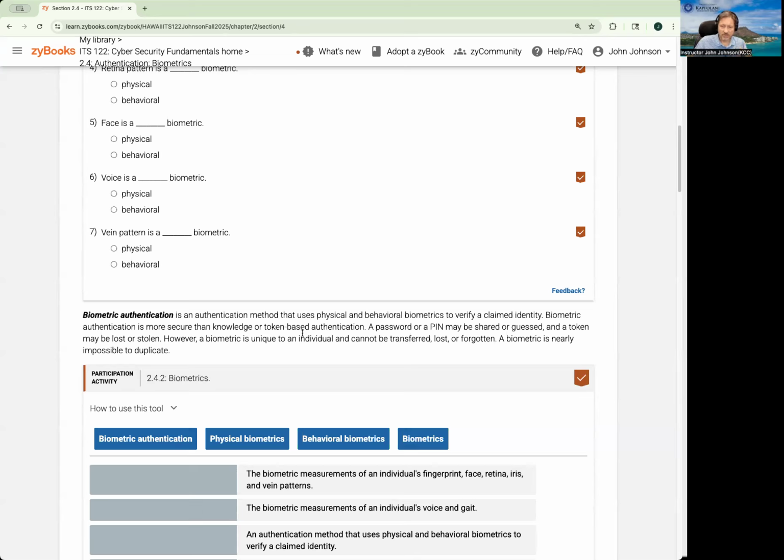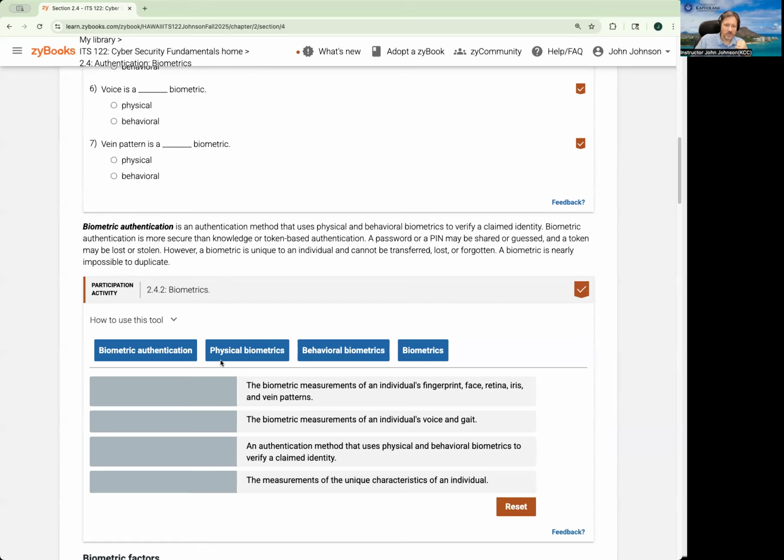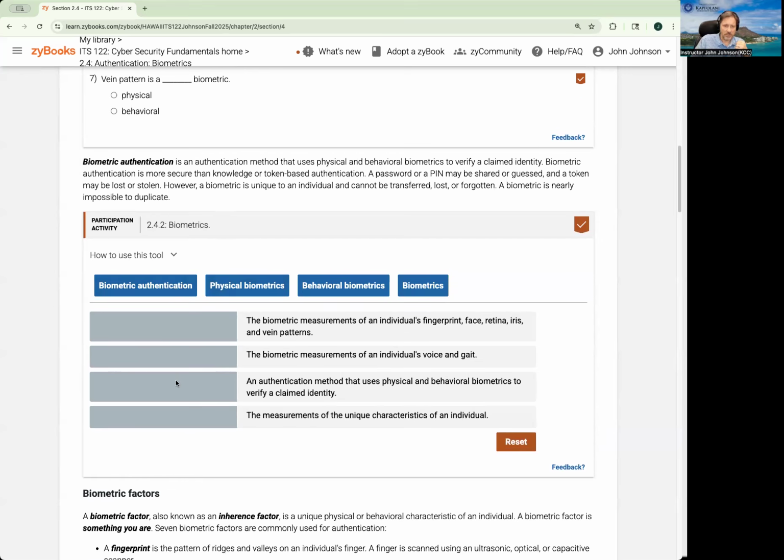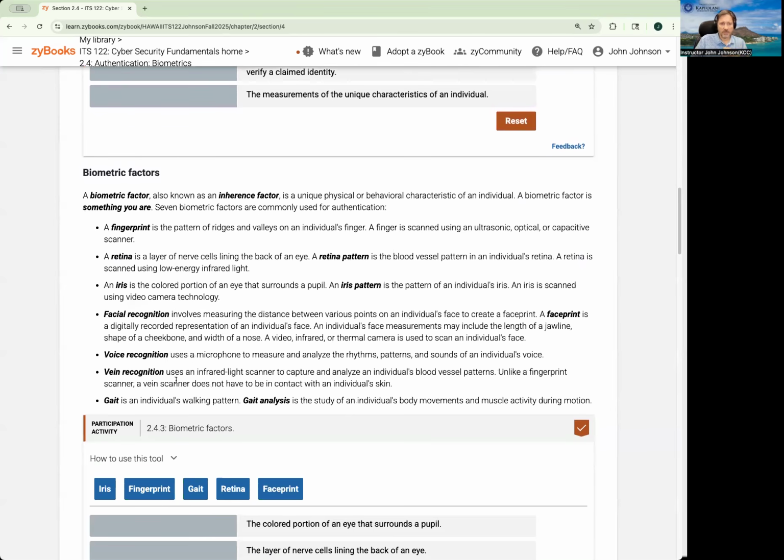Regardless of the movies that you've seen of people taking fingers off a body and putting them on the thing, or an eye, something like that, it's very, very difficult to duplicate. So here we have some more matching participation activities. Biometric factors, this is where it starts to get really cool. Biometric factors are also known as the inherence factor, because it's inherently you. It is naturally you, your body, things like that. It's the unique physical and behavioral characteristics of an individual. So a biometric factor is something you are. We talked about that for the different things.